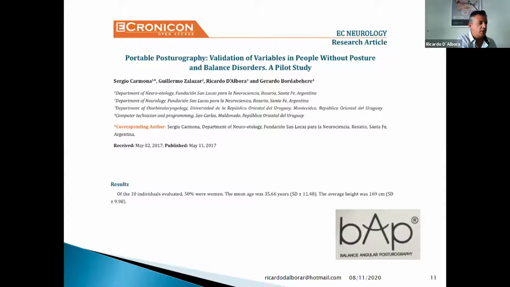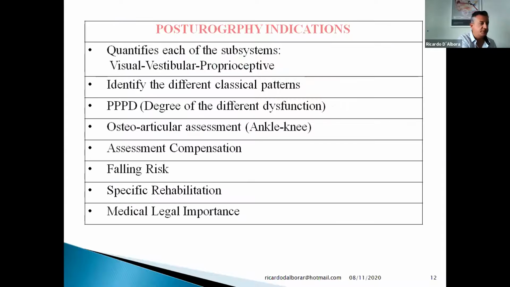BAP was validated in 2016, and the validation was published a year later in 2017. Here is the paper.